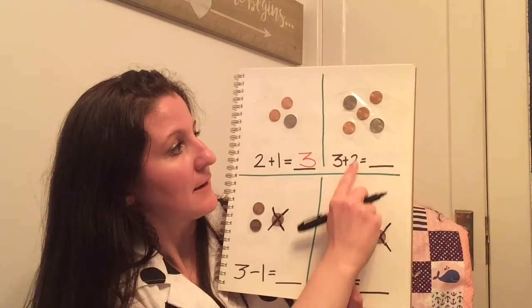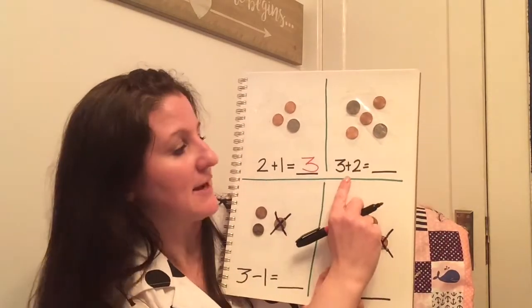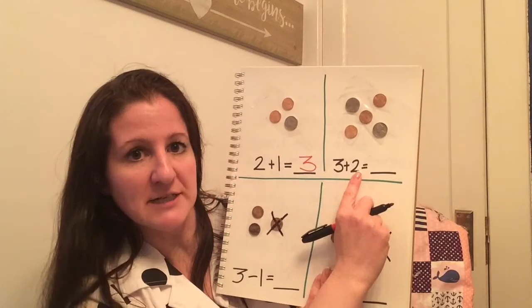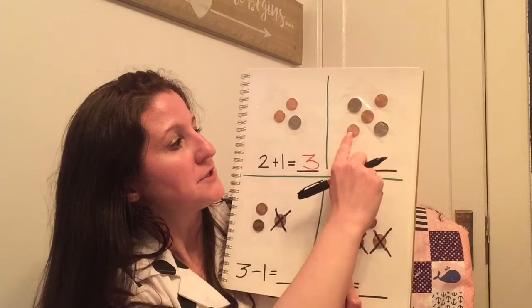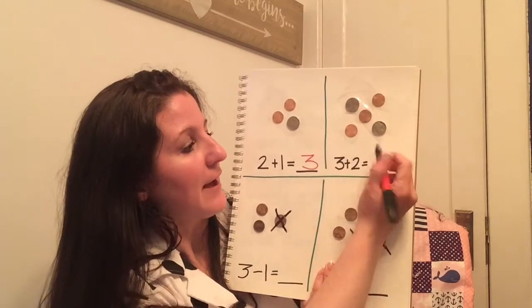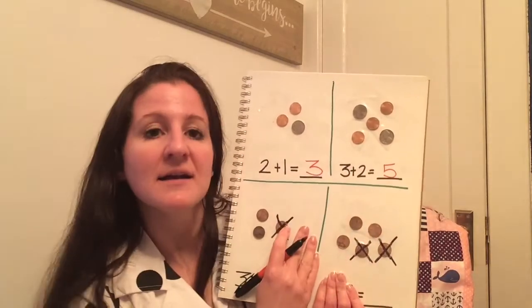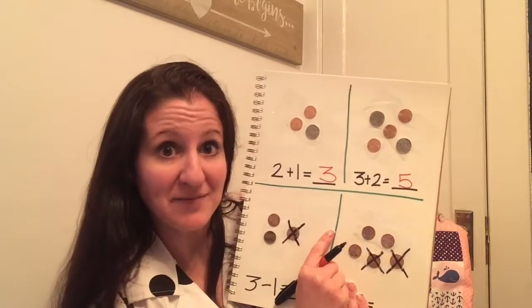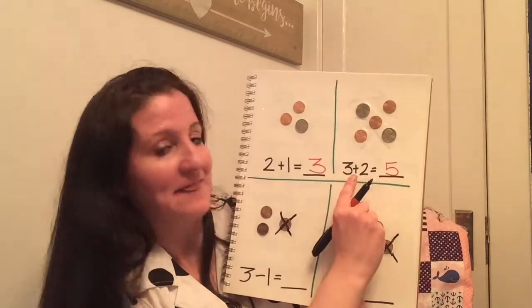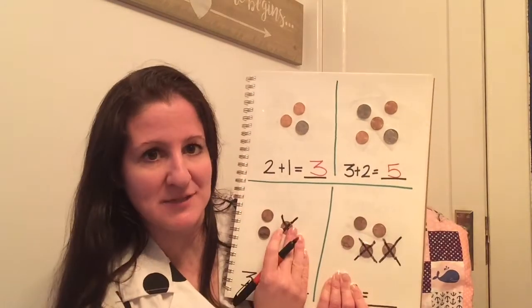Over here, I have my 3 pennies to symbolize my 3, my 2 nickels to symbolize my 2, and now I'm going to count them all. 1, 2, 3, 4, 5. Do you remember what these 2 numbers here are called? That's right, they're called addends. And there's my plus sign and my equal sign.